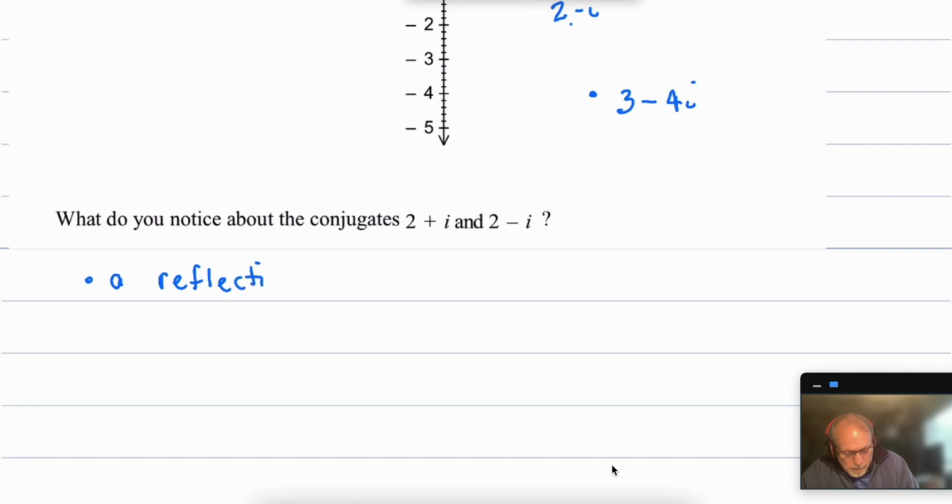Because the real parts are the same, they'll be along that line there, but the imaginary parts are the same distance from the real axis. So when you see conjugates, you can take note that the conjugates there, when we do graph them, are going to be on that opposite side of the axis.